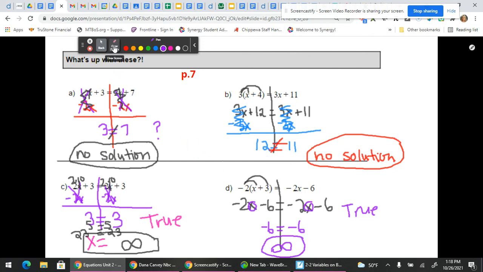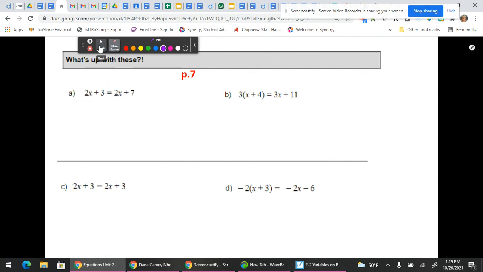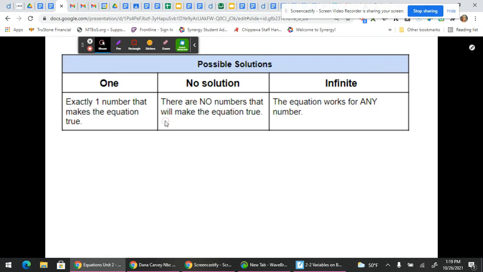Those are definitely special circumstances. So at the very bottom of your note page, if you check this out, there are actually 3 possible solutions for every equation. We have been studying the most common, those that have exactly one solution. There's one number that makes the equation true. Maybe it was x equals 10. Done, it checked out, it worked.